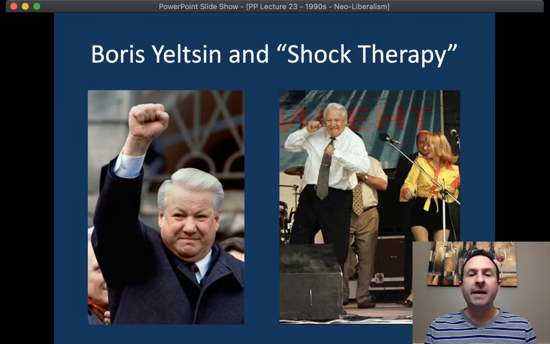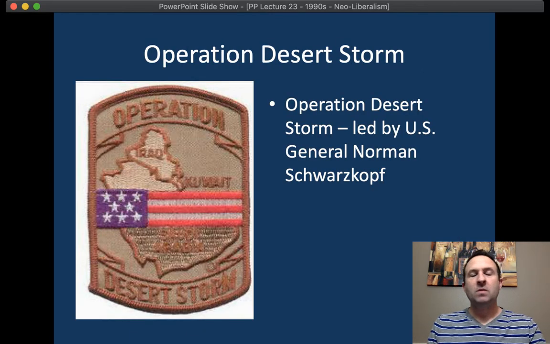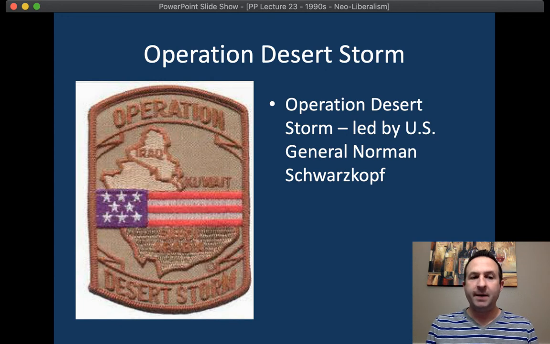He also inherited a second international issue, and this was trouble in the Middle East. And here's the background. Back during the Reagan administration, the U.S. had backed a dictator in Iraq known as Saddam Hussein.